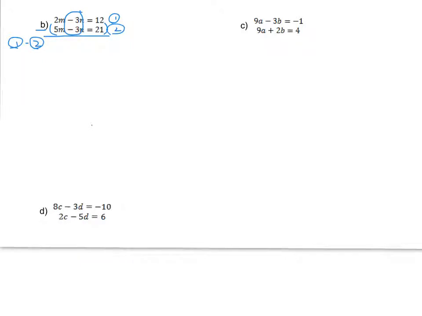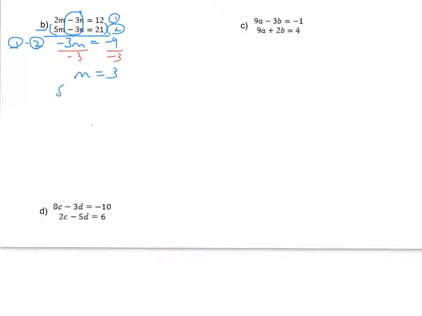So 2m's, take away 5m's would be negative 3m. And then I have negative 3n, take away a negative 3n would be plus 3n, so I end up with no n's left. And then we have 12, take away 21, is equal to negative 9. And then at this point, I'm going to divide both sides by negative 3 to get my m by itself, and we end up with m being equal to positive 3.